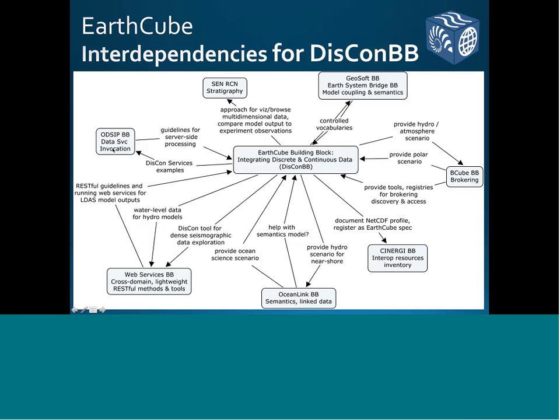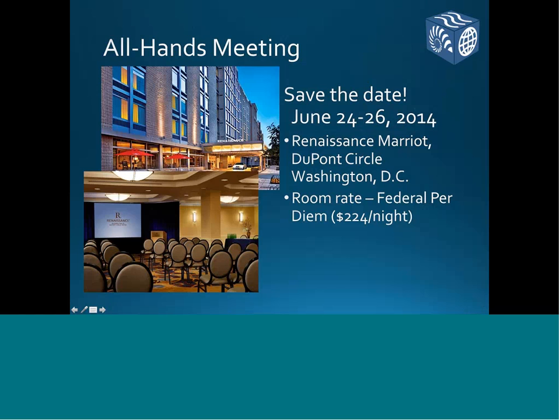This would provide some alternatives that might be lighter weight. And then ODSIP has to do with server-side processing of very large data sets, and so we're going to work with them as an application use case, and then apply some of their tools, hopefully. So that's just one snapshot of the interdependencies between some EarthCube projects.